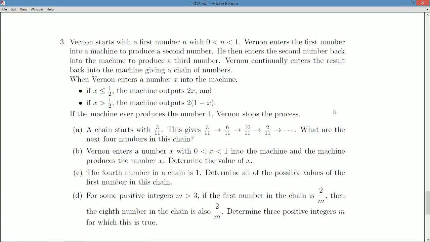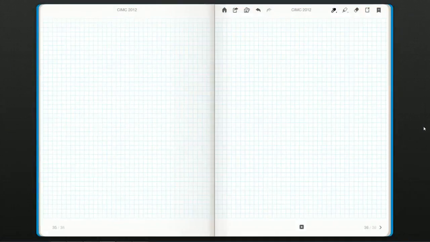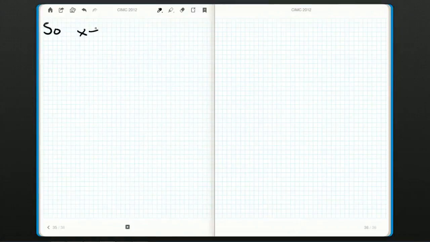Okay. So maybe it starts with x, and then x2, or we'll call it y. X, then y, then z, and then we get 1. Okay. So we get these guys, and we want to know what possible values of x could have started this whole thing off. Okay.